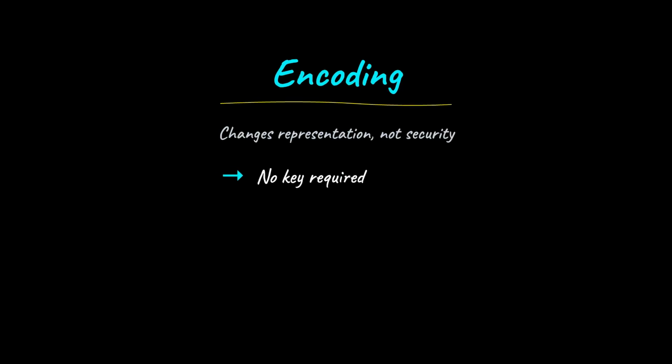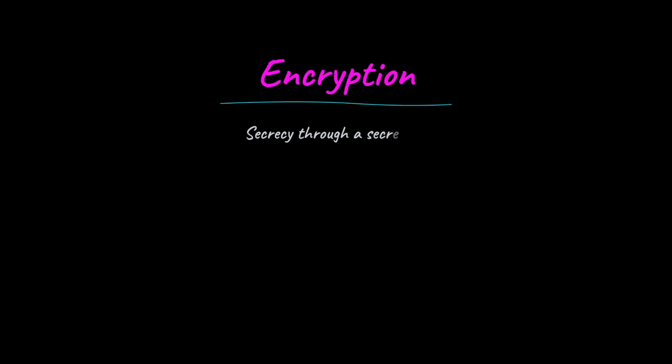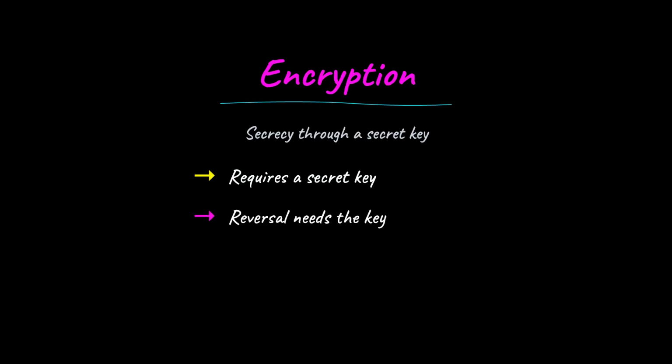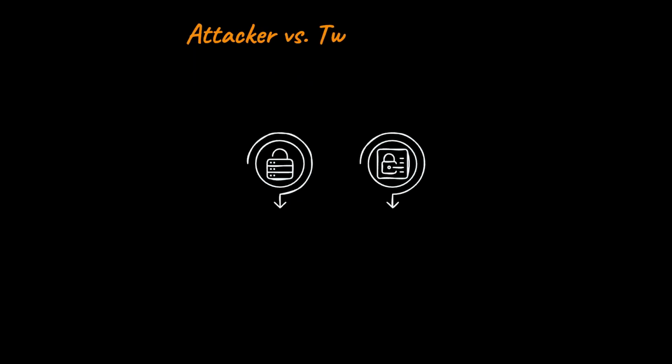Encoding simply changes data from one format to another for compatibility or transport, like turning bytes into printable text. It requires no key, so anyone who knows the scheme can reverse it instantly, meaning it offers no protection at all. Encryption, by contrast, is built entirely around a secret key. Without that key, the ciphertext stays meaningless, even to someone who fully understands the algorithm, because readability depends on possessing the secret, not just knowing the method.